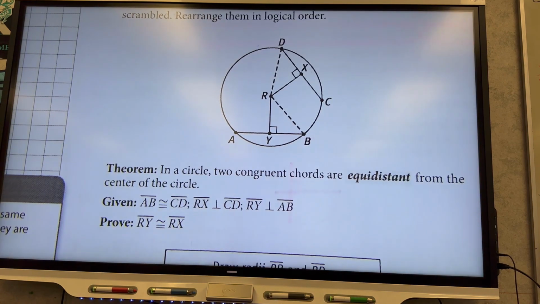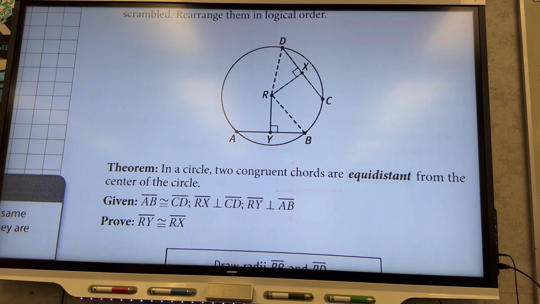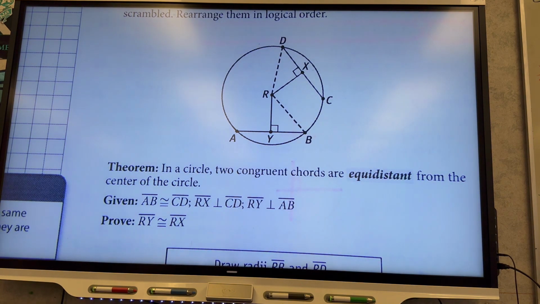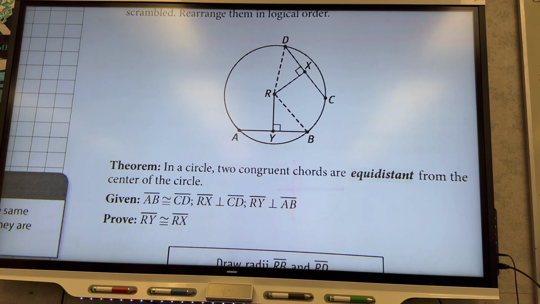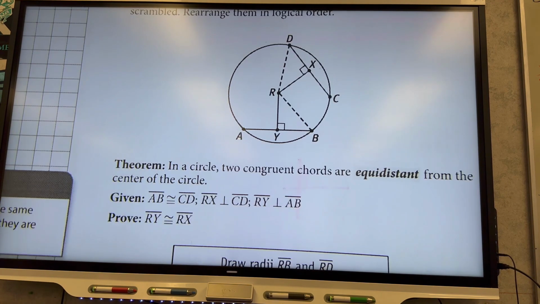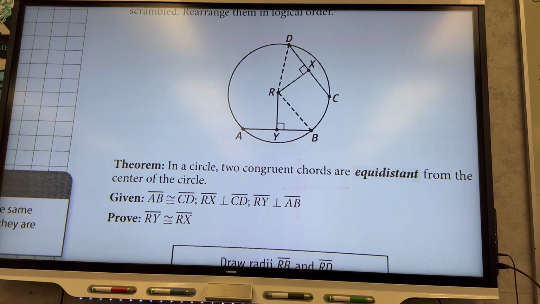So on this next page, we've got a proof here, and it says, for the theorem below, the statements for the proof have been scrambled. Rearrange them in logical order. So we are going to look at this proof, but we're not going to prove it. We're going to pretend that we do. We're not going to go through the whole thing. It's really long. There is going to be another proof that we will go through in this lesson, but not this one. But we do need to look at the theorem because it's important.